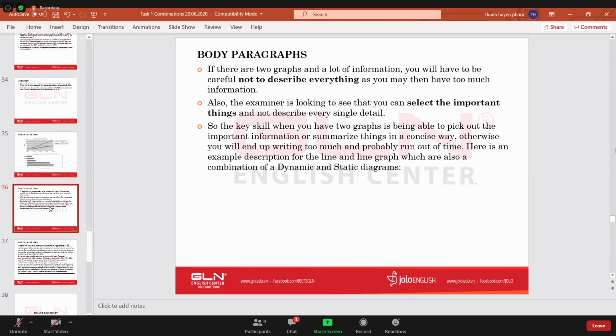So here is an example description for the line, and it should be bar graph, which is also a combination of a dynamic and static diagrams.